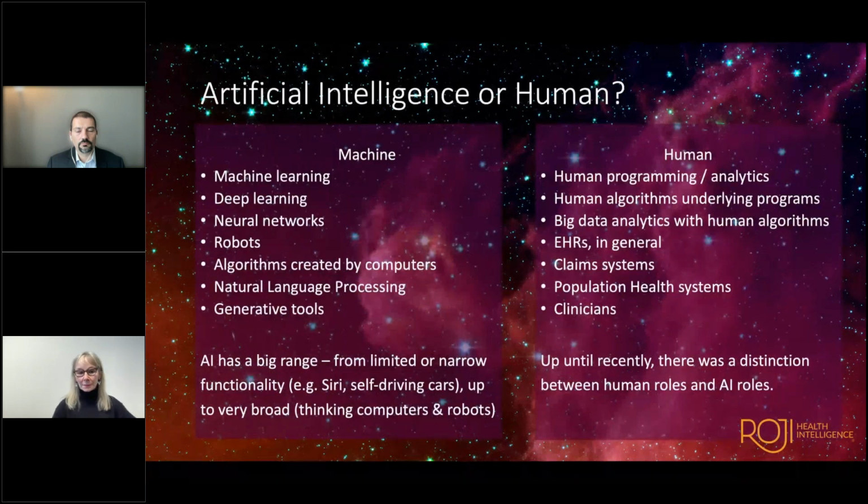So what is it? Sometimes what's AI and what is human generated is very difficult to distinguish. So these are some very broad categories. On the machine side, you've got terms that are being thrown around in journalistic articles right now: machine learning, deep learning, neural networks, robots, algorithms created by computers, natural language processing, which is NLP for short, generative AI. It's a big range.